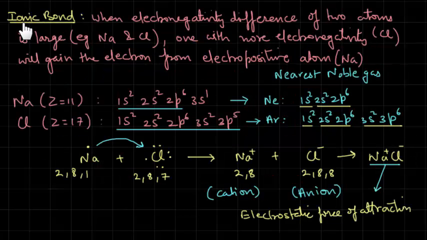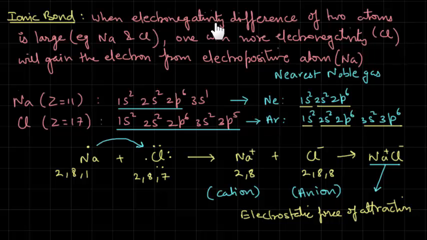So let's dive directly into the first kind of bond, which is the ionic bond. When the electronegativity difference of two atoms is large, we already studied electronegativity in the previous chapter, for example sodium and chlorine, the one with more electronegativity, chlorine, will gain the electron from the electropositive atom, in this case sodium.